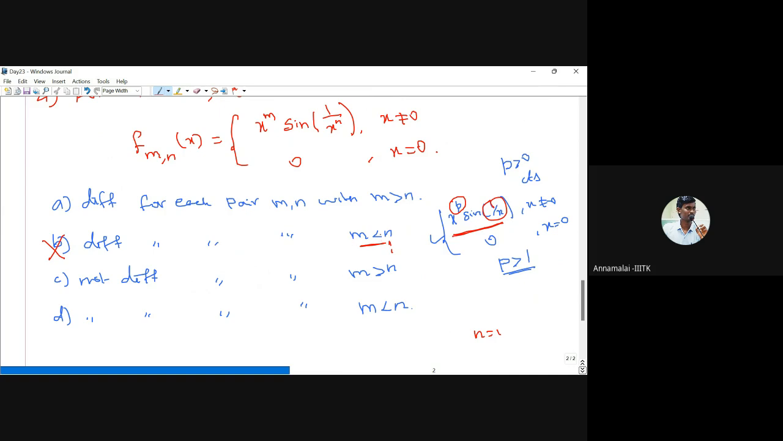Suppose I'm taking n equal to 2, it's not an issue. If you take m equal to 2, but here n equal to 1. But we know that for p bigger than 1, only then the function is differentiable. Otherwise, even if you take p equal to 1, that function is not differentiable. Therefore, the second one is false.